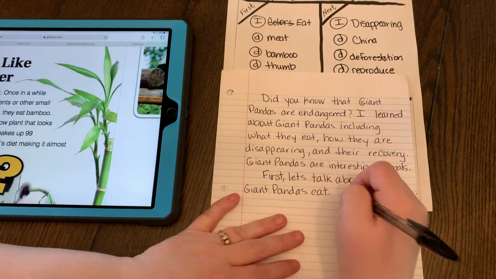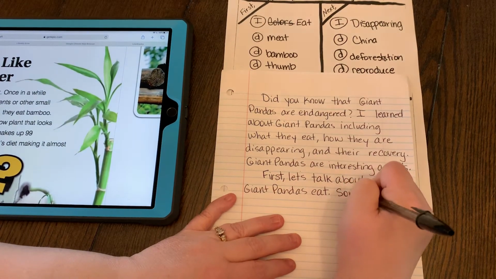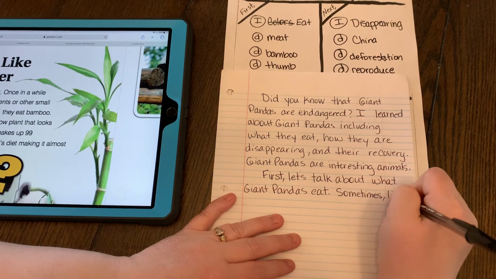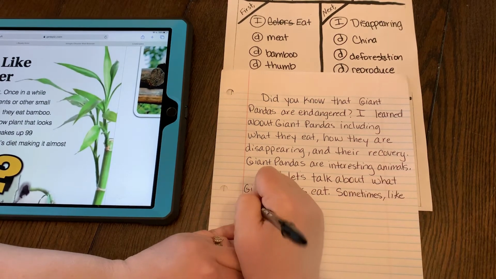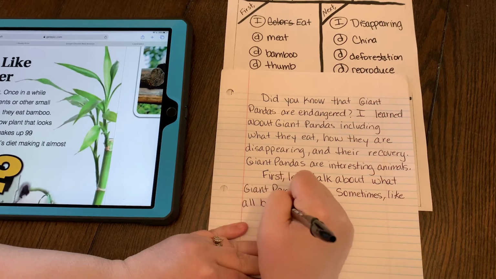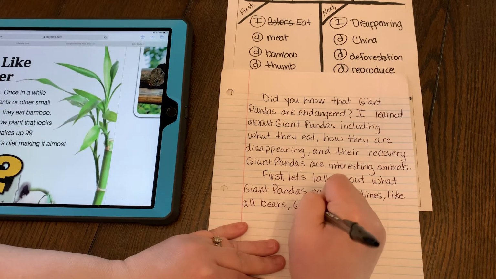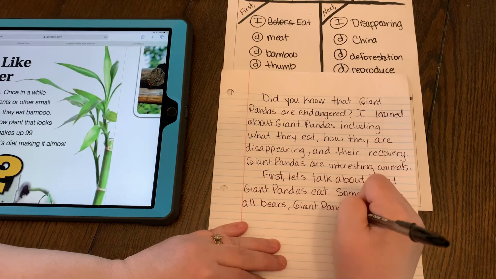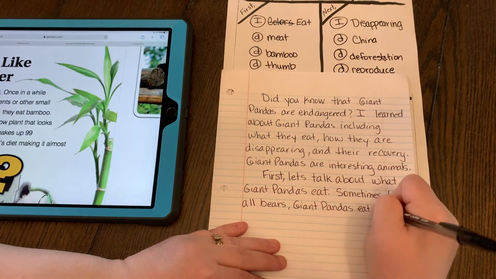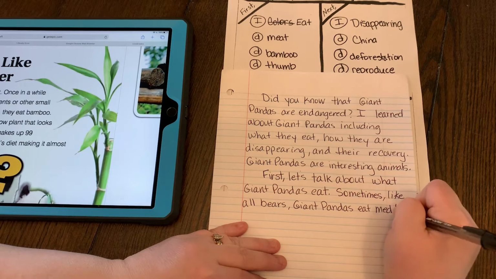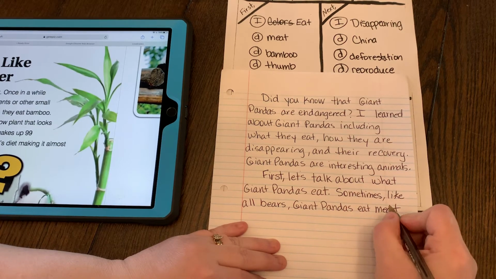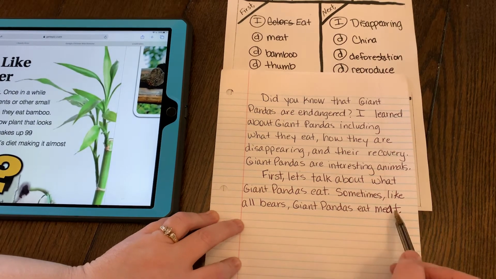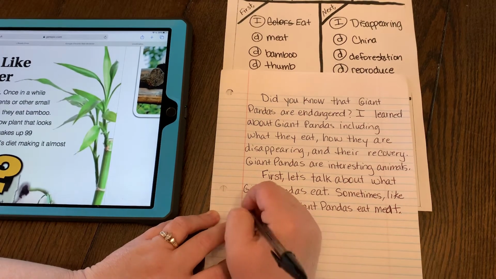I'm going to say, sometimes, like all bears, giant pandas eat meat. Ooh, look at that A. That's terrible. It's okay, just a rough draft. Okay. Sometimes, like all bears, giant pandas eat meat.